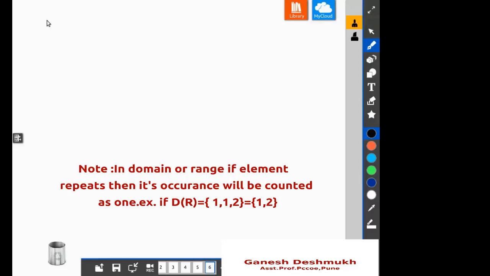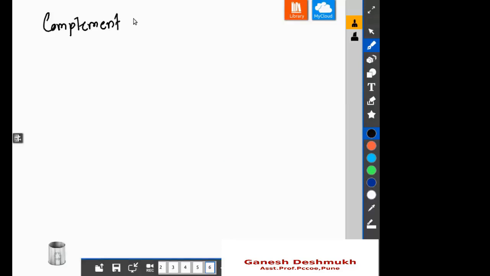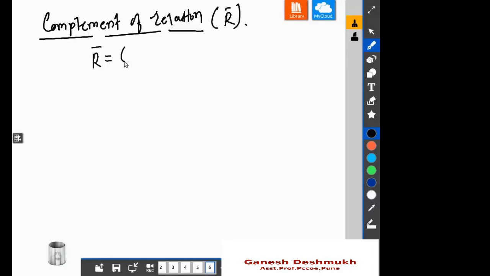Next concept is complement of relation, denoted by R bar. The next topic to study is the complement of a relation. It is defined as R's complement equals A cross B minus R. So let us understand it by an example.